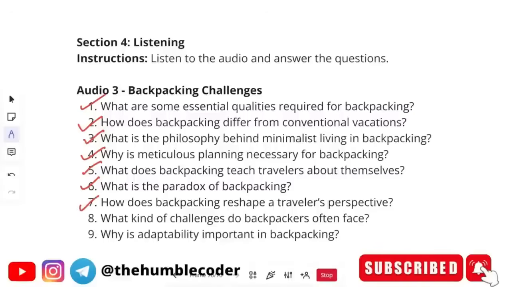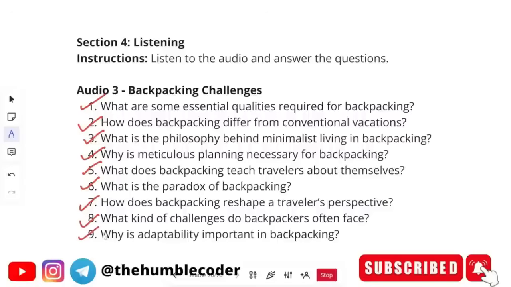Moving on to the next question, how does backpacking reshape a traveler's perspective? The correct answer will be: backpacking reshapes a traveler's perspective by making them more adaptable and appreciative of simplicity. Moving on to the next question, what kind of challenges do backpackers often face? The correct answer will be: backpackers often face challenges like harsh weather, navigation issues and limited resources.